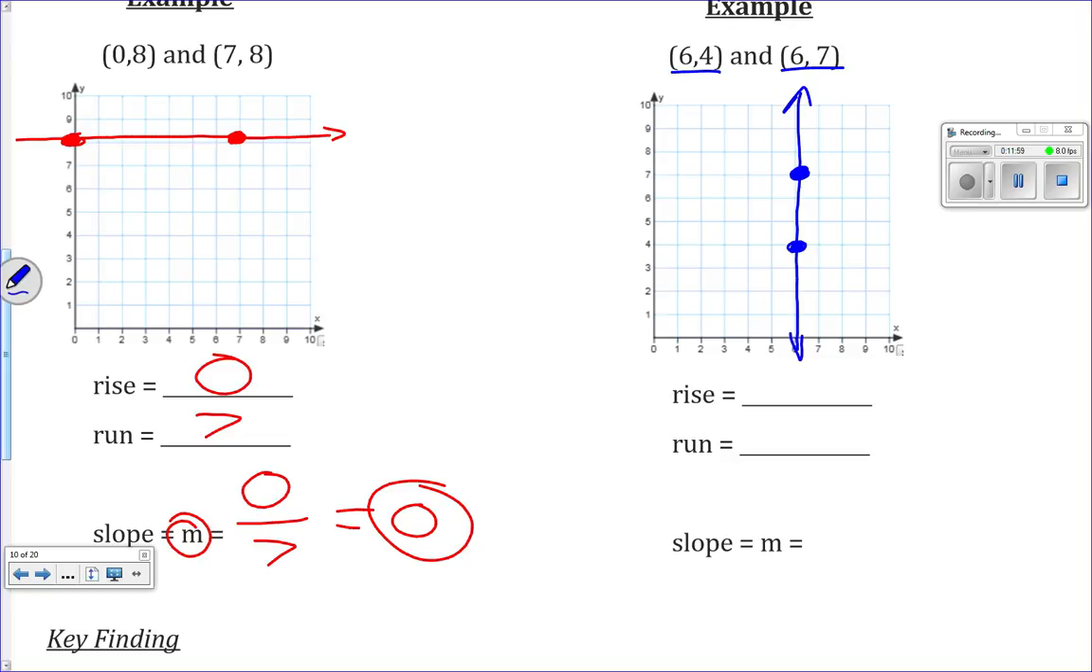How far did I rise? Well, I started at 4, and I went up 1, 2, 3 to 7. How far over did I go? Well, I started at 6, and I went to 6. I didn't move over at all. So my slope, rise over run, is 3 over 0.